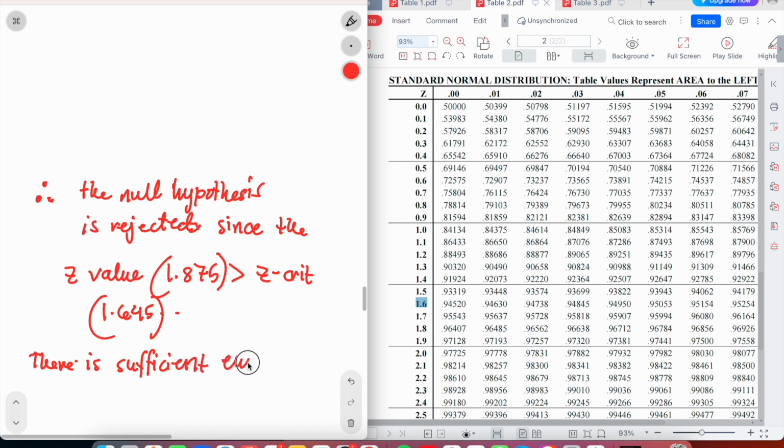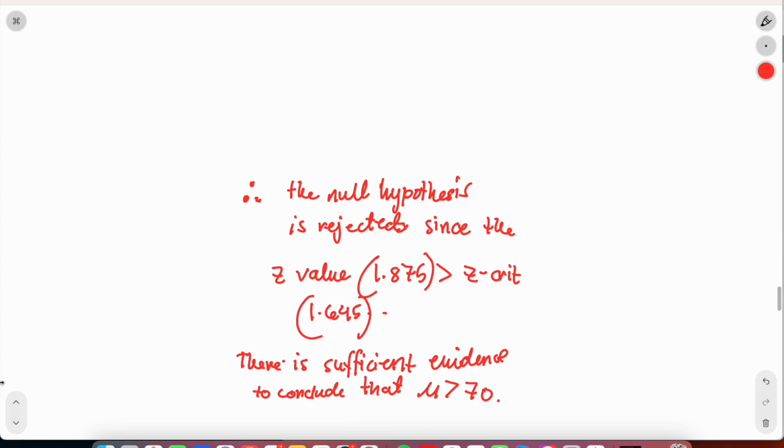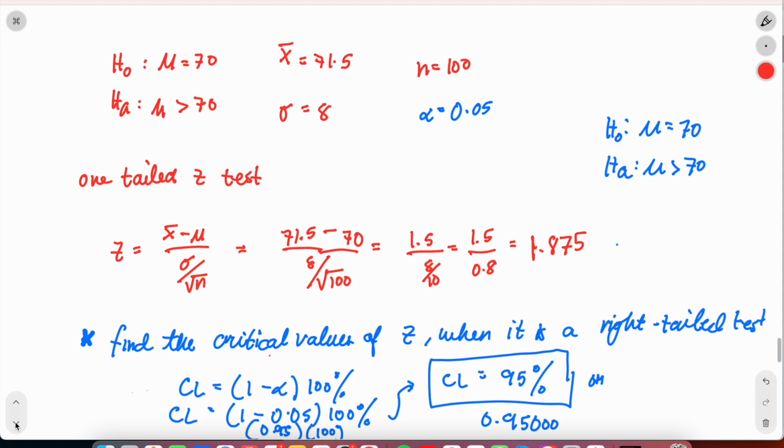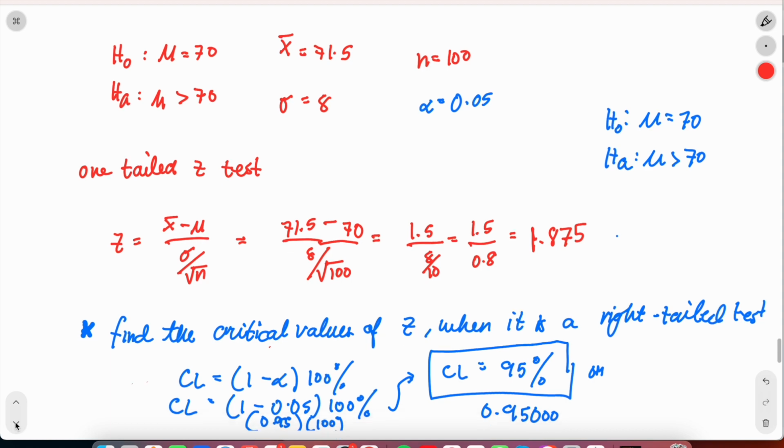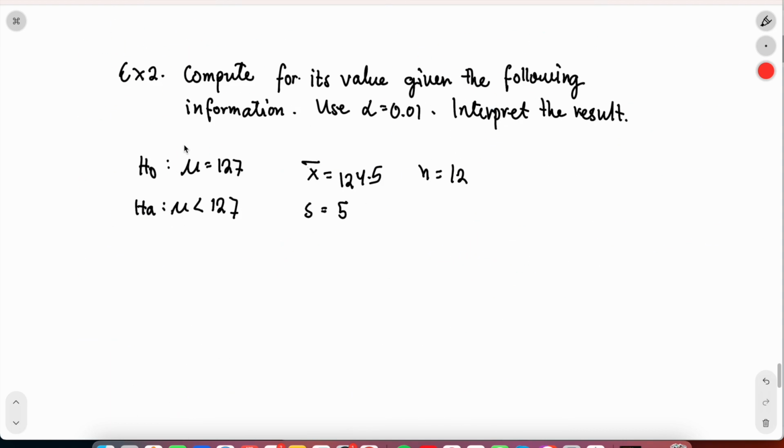There is sufficient evidence to conclude that mu is actually greater than 70. So this is how you should formulate your conclusion. Something like this, something digestible. Okay? So for another example, since this is example 1, we should go back here, example number 2.